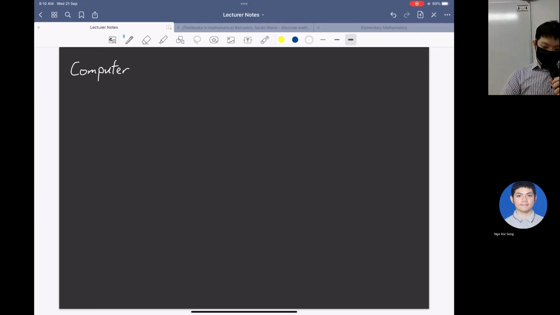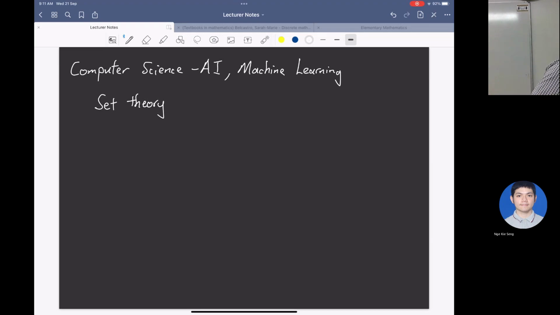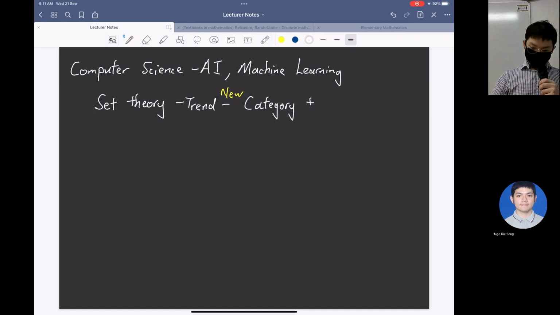In this course, we will touch on set theory and logic. This is what you use in the language of coding. The new trend now, which is not touched on in this course, is something called category theory. This has more structure than sets. They also study the functions between sets.